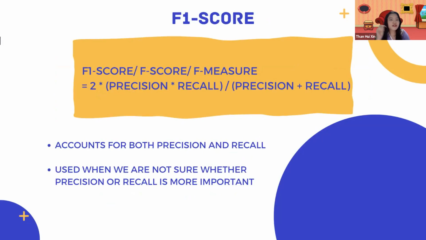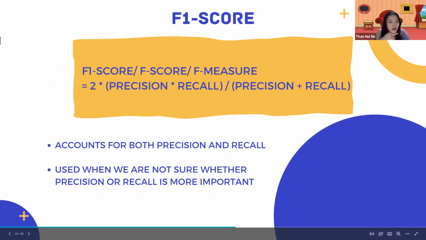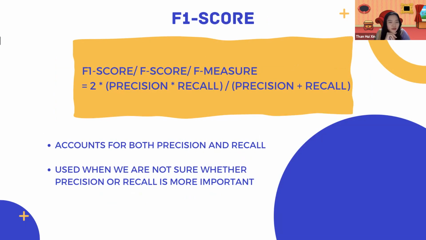Okay, F1 score. F1 score is an interesting one. It's also known as F score or F measure. As you can see from the formula, it accounts for both precision and recall: 2 multiplied by precision multiplied by recall, divided by the sum of precision and recall. This is important, and quite interesting, because sometimes when we are unsure whether to emphasize recall or precision, we can use the F1 score. It's also quite useful when you have imbalanced data sets.